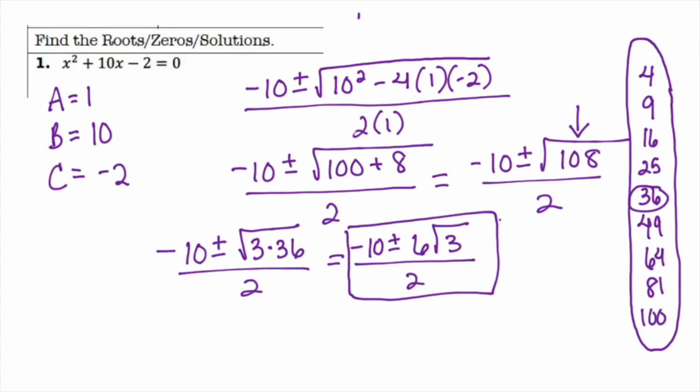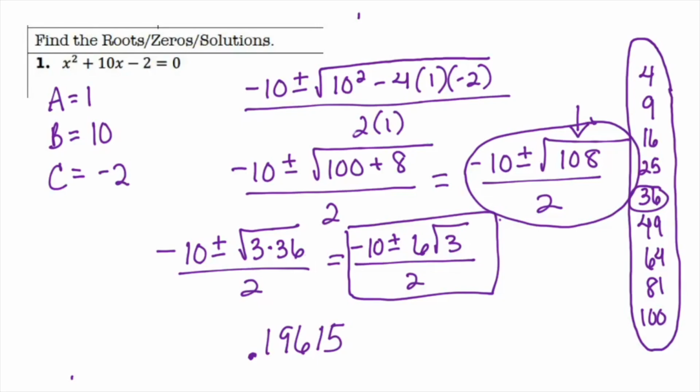So that would be the answer if they don't want a decimal. If they want a decimal, then you need to go back to here, and in your calculator, you're going to put in the square root of 108. So you can write down that decimal and just plug it in each time. So -10 plus or minus what that decimal is, divided by 2. And when you do the plus version, you get 0.19615.